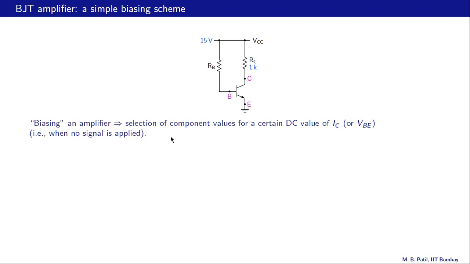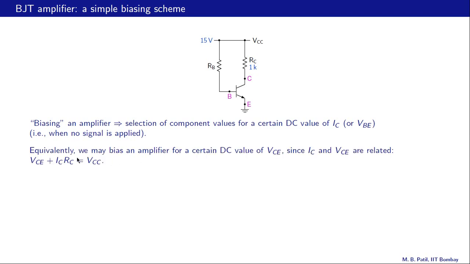And let us remember that no signal is applied at this stage, so the signal is 0, and the solution of this circuit will only give us the DC or bias values, and we will worry about how the signal is going to be mixed later.